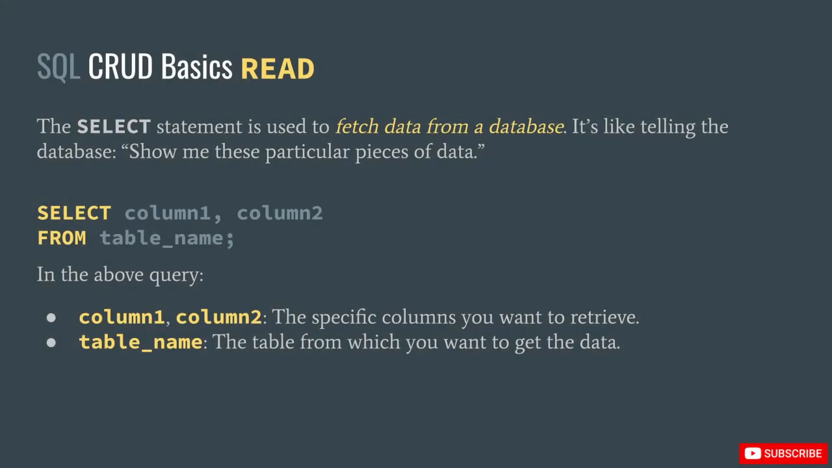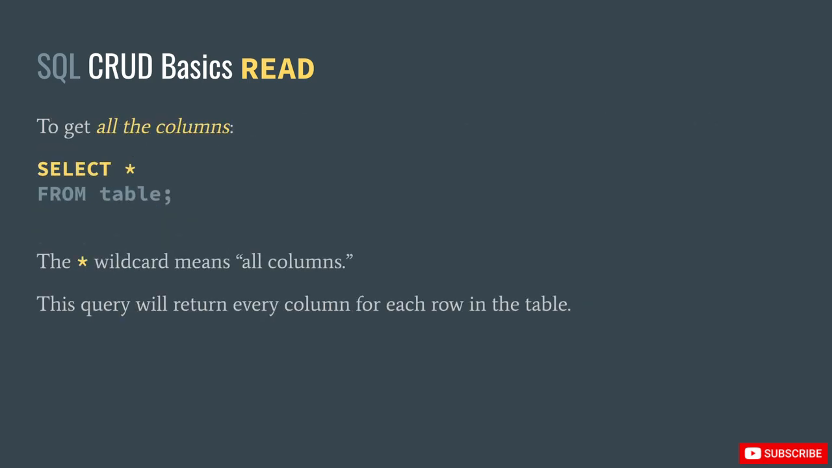When you want to fetch data from a database, you use the select statement. Think of it as asking the database to show you specific pieces of information. In this example, column 1 and column 2 are the particular columns you're interested in, and table name is where you're getting this data from. To fetch everything from a table, use the select star statement. The star wildcard here stands for all columns.